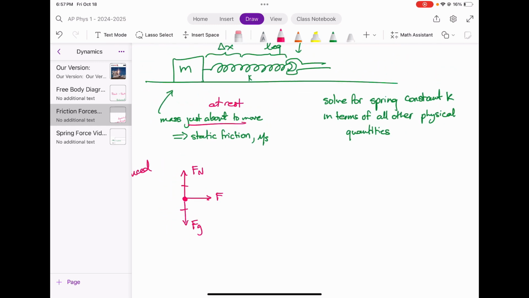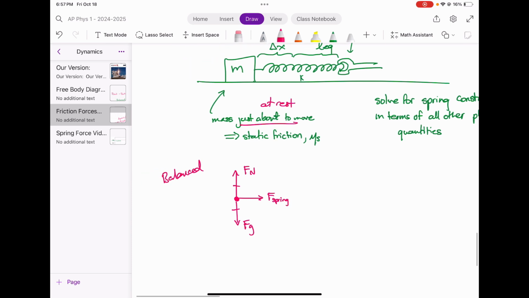I can't put Fs here. I guess I can. This is capital F, but maybe I'll write out spring. F of the spring. And that if we're at rest, there must be an equal and opposite force going the other way, and that is the static friction. I'll put F stat going that way. These must be balanced.